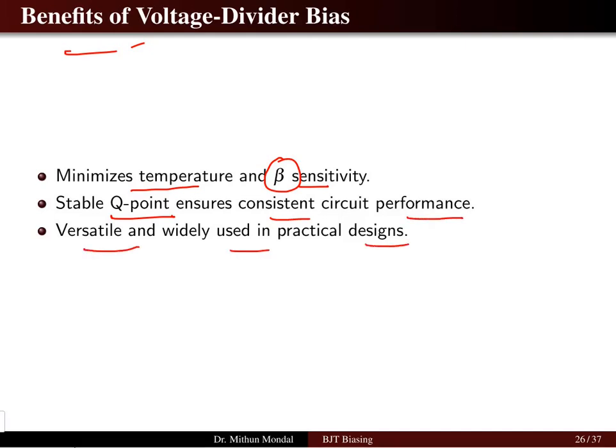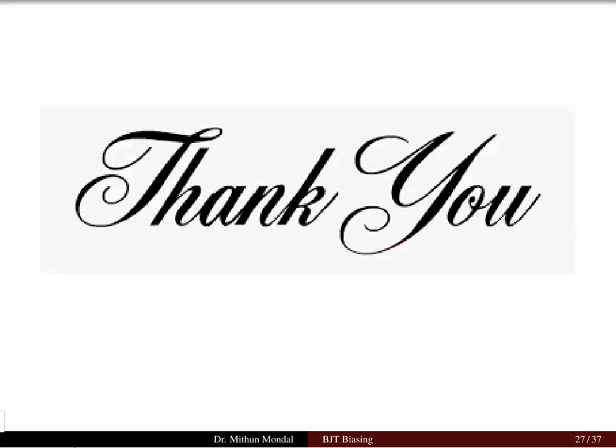This is versatile and widely used in practical design. Among the BJT biasing networks, we have discussed the fixed bias, the emitter bias and the voltage divider bias. Another two important configurations, the collector feedback and the other one, we will discuss in the coming lecture.